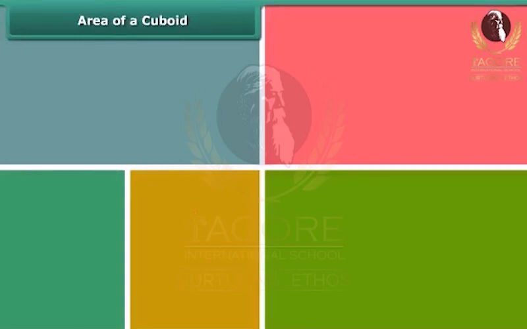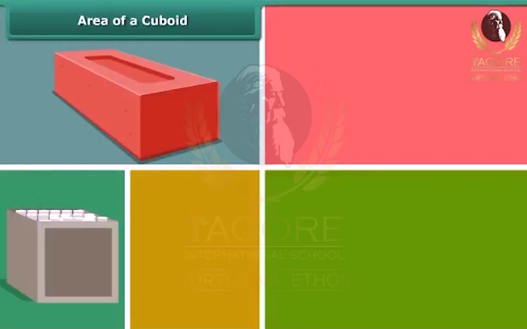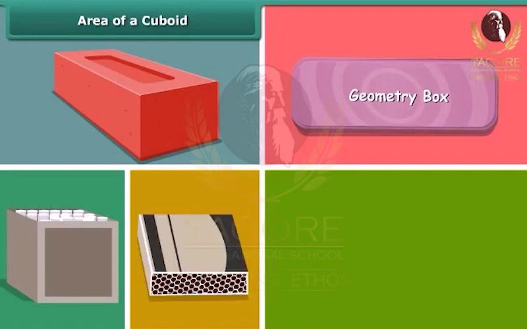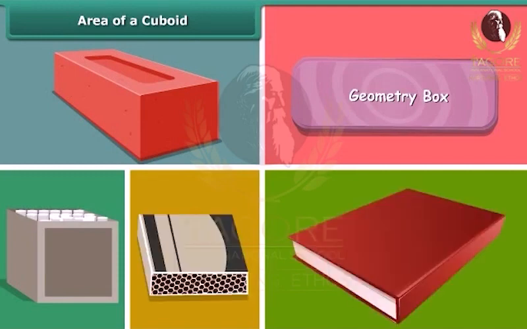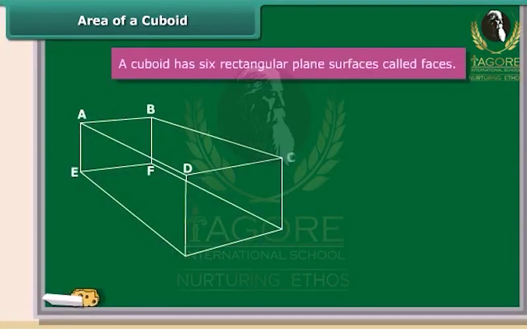Just guess the shape of a brick, chalk box, geometrical box, matchbox, and a book. That's right. These are all examples of cuboids. A cuboid has 6 rectangular plane surfaces called faces. So you can say ABCD, ABEF, BCHF, EFHG, ADGE, and DCHG are the faces of the given cuboid.